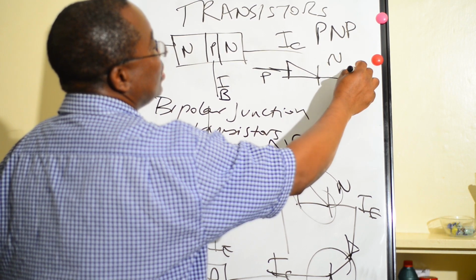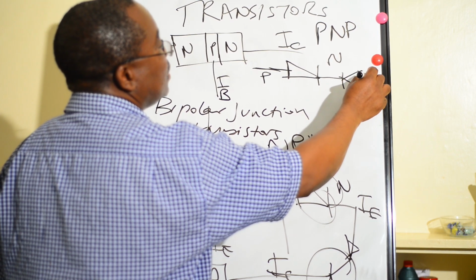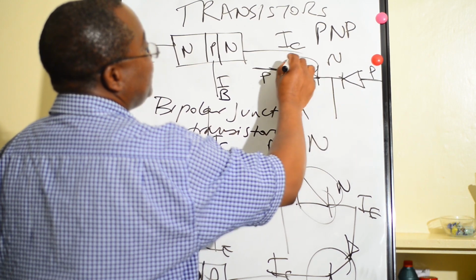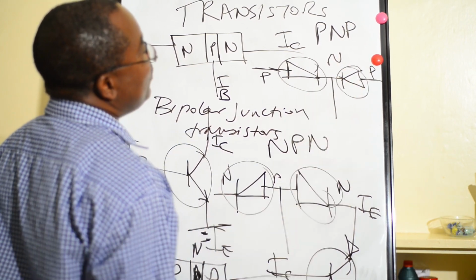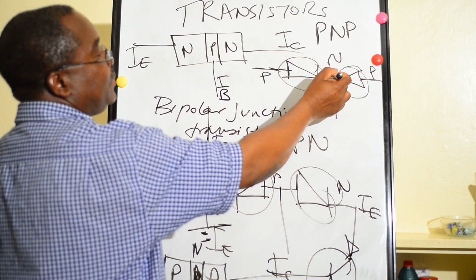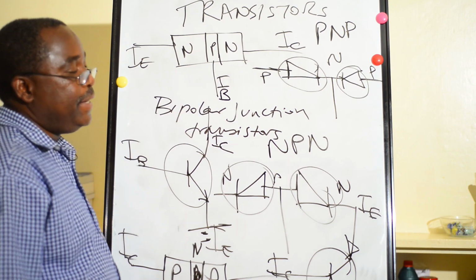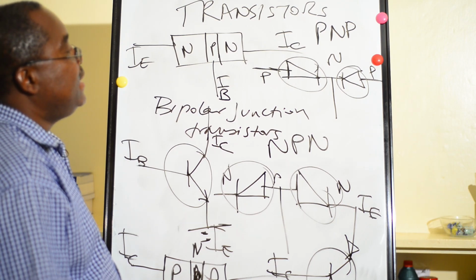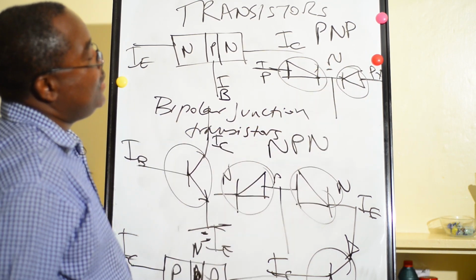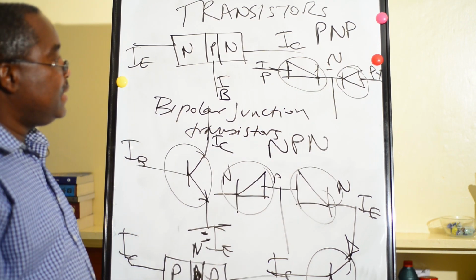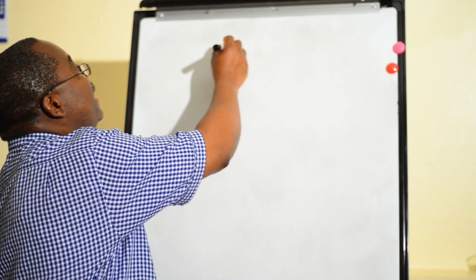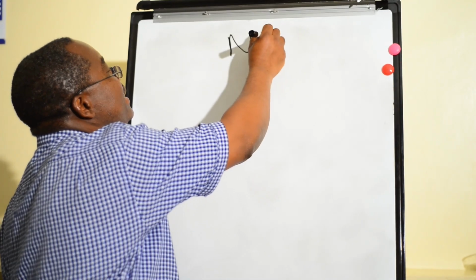Also P here. So this is a representation of a PNP transistor: two diodes put together by connecting N on each side, and here is positive, negative, positive, negative. So this is a PNP transistor. Let's see the relation of this NPN transistor.